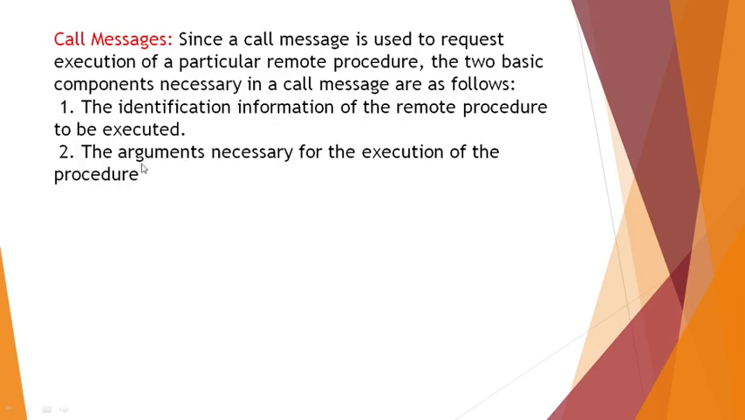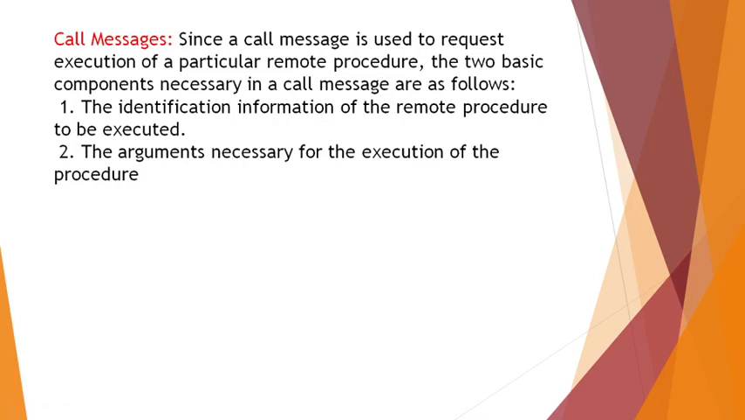The second is the arguments necessary for the execution of the procedure. We have already discussed that if a method or procedure takes some number of arguments, we need to pass that many arguments, otherwise it cannot execute the procedure. Adding two numbers, we need to pass two numbers. Adding three numbers, we need to pass three numbers. The required number of arguments for the execution of the procedure is the second component. Only two components are there in call messages.